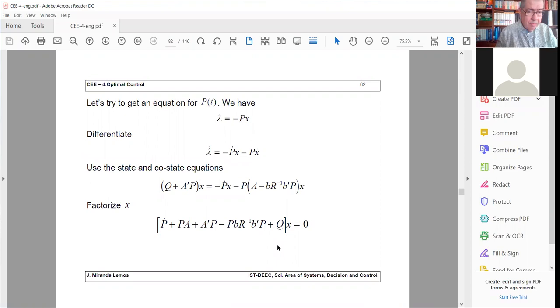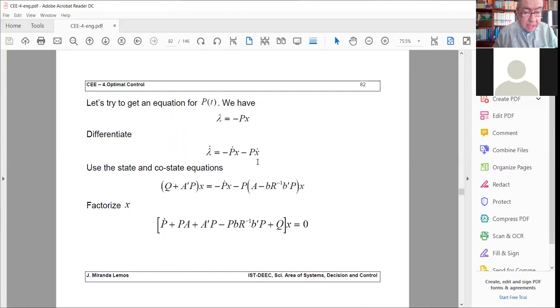Now, take again the formula that we are assuming to be true, and we are looking to find some P that makes it true. Lambda equals minus P x. Differentiate this equation with respect to time. So on the left, you get lambda dot, and on the right, you get minus the derivative of the product of matrices P and x. So this is the derivative of P times x plus P times the derivative of x. And we have also this minus that makes everything negative.